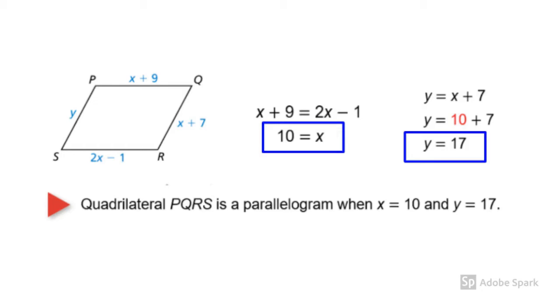Solving the first equation yields x equals 10. Plugging that into the second equation yields y equals 17. Thus, we can conclude that this quadrilateral is a parallelogram only when x is 10 and y is 17.